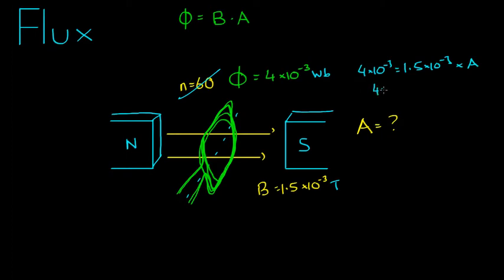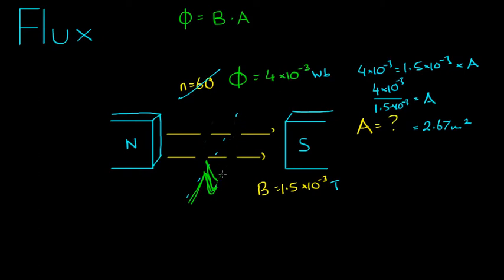So I can get area by itself by dividing both sides by 1.5 times 10 to the negative 3. And I have that coming to 2.67 meters squared. I said that the loop, in this case, was in the orientation which allowed it to capture the most number of magnetic field lines. That is the orientation in which the area, which you can think of as a square plate, was standing vertically. The area, this plane here, was perpendicular to the magnetic field lines.